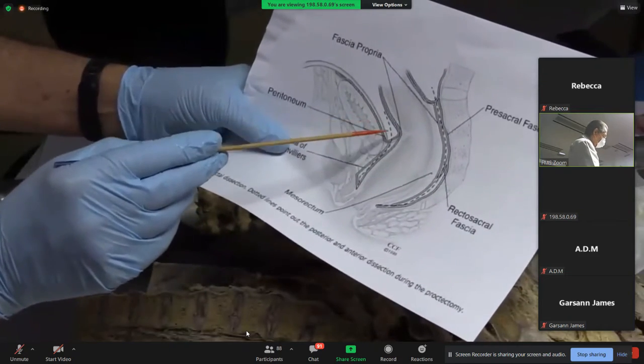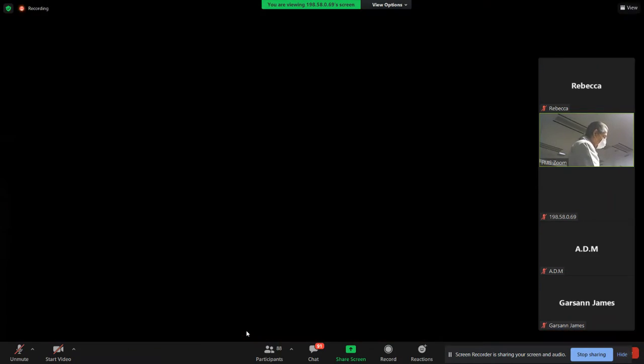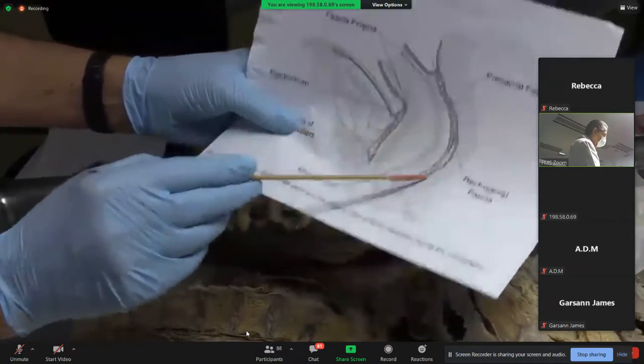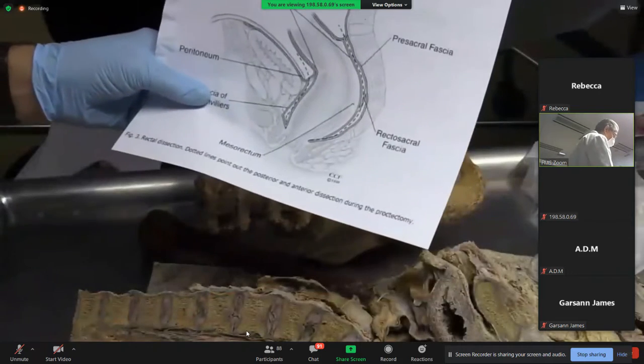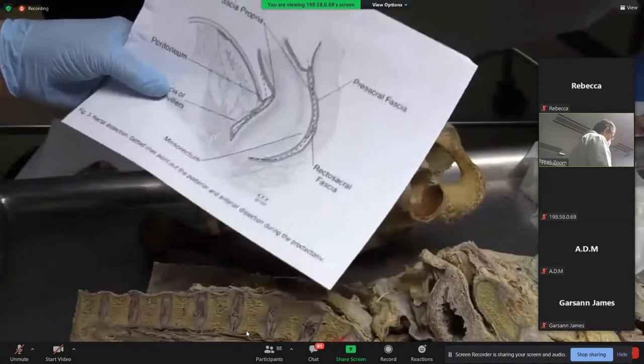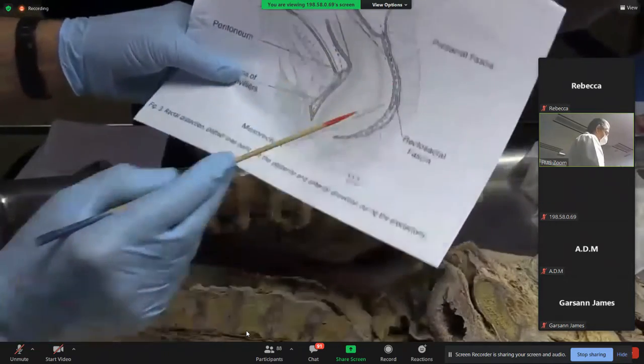And here what we're talking about now is the fascia propria, which is the adventitia. But this fat is within the fascia propria, within the adventitia. So we have to try and work in that plane.